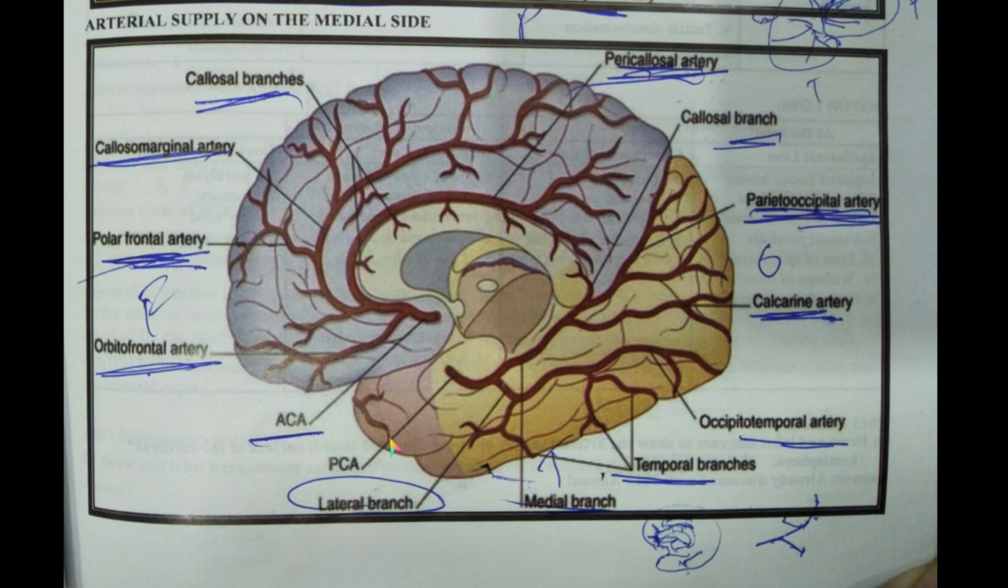Now we will discuss the posterior side. The posterior cerebral artery has two main divisions, the medial branch and the lateral branch. The medial branch gives the callosal branch to the end of the corpus callosum. It also gives the parieto-occipital artery for the parieto-occipital area, and the calcarine artery, which runs by the calcarine fissure. Now the lateral branch gives the occipitotemporal arteries for the occipitotemporal area, then temporal branches for the temporal area. This is all about the medial side arterial supply of the cerebrum.